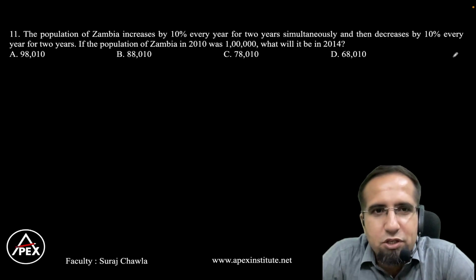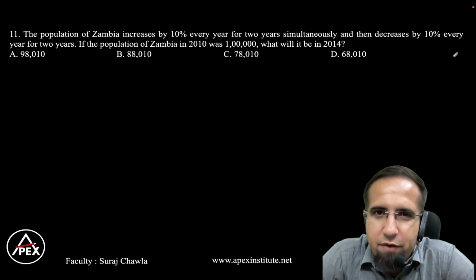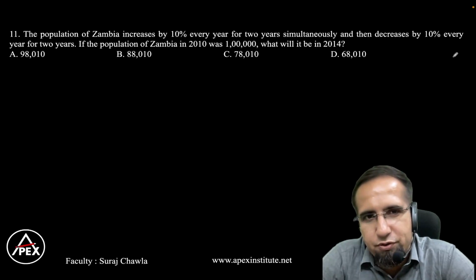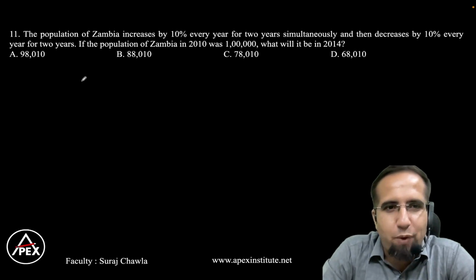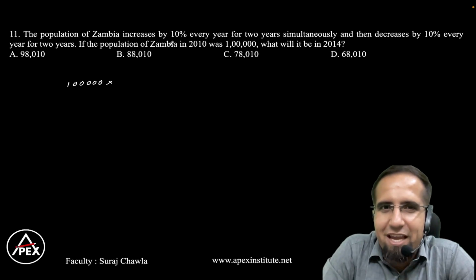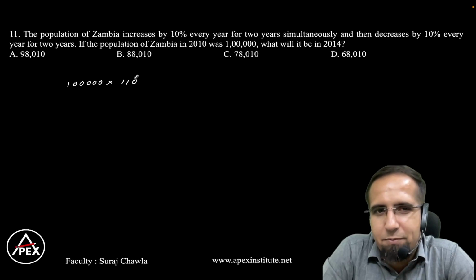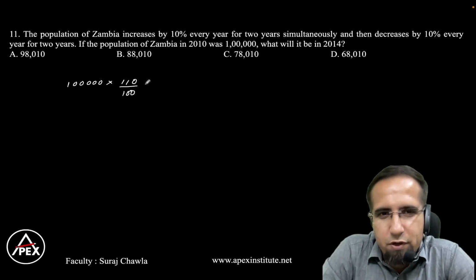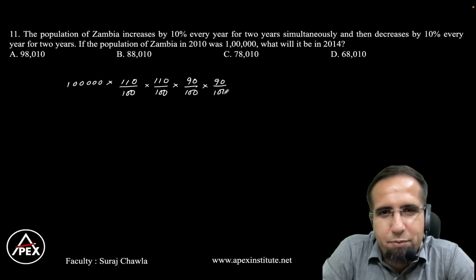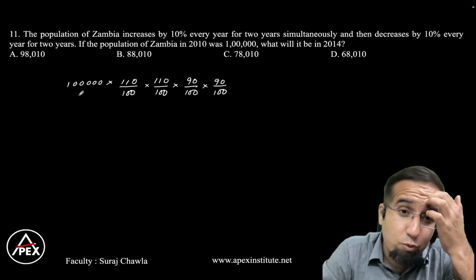Right? Now the population of Zambia increases by 10% every year for 2 years, and then decreases by 10% for the next 2 years. Right? So the population was 1 lakh. Now we should know that if there is a 10% increase, the multiplying factor becomes 110 by 100 for the first year, again 110 by 100 for the second year. If the decrease is 10%, this becomes 90 by 100 for the third year and 90 by 100 for the fourth year. So this will be the population of Zambia in 2014.